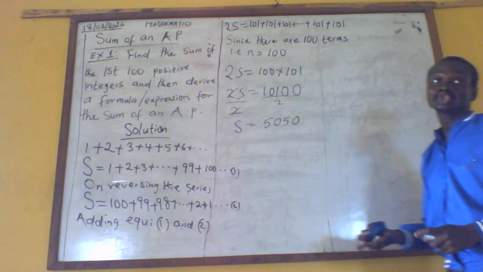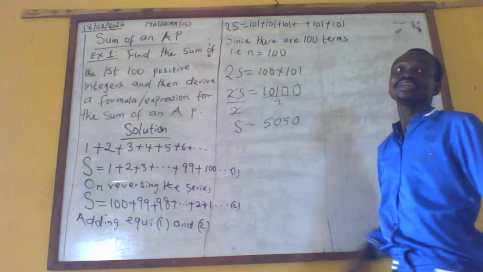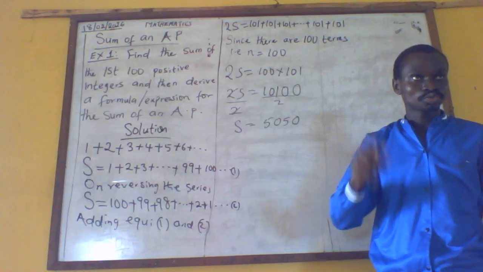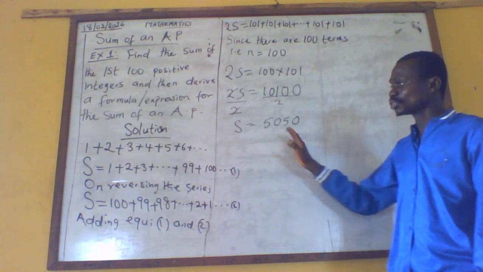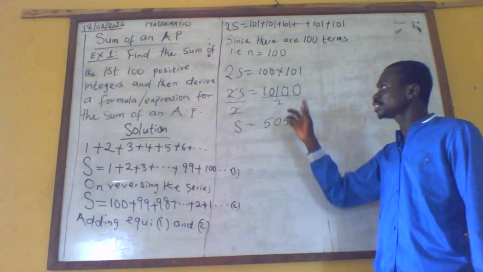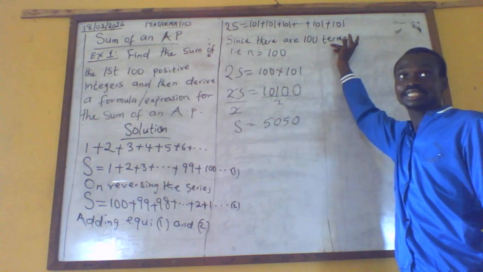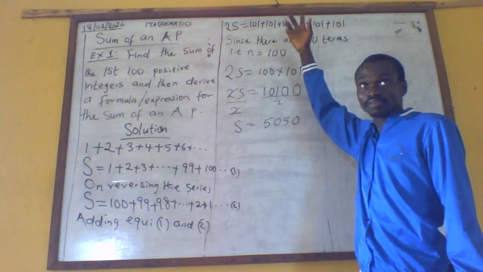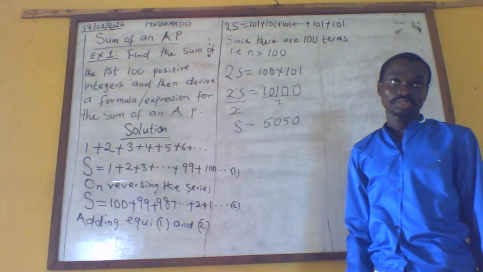So it means that the sum of the first 100 positive integers is 5,050. If you take your time and pick your calculator and start pressing 1 plus 2 plus 3 plus 4, 5, like that, till you get to 100, this is what you are going to get. So what does this imply? It implies that I just need to know the number of terms, right? Then just multiply the first term with the number of terms. Divide by the coefficient of S, which is 2. Does that make sense?